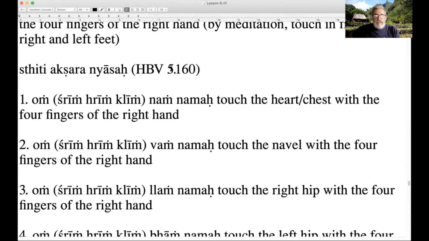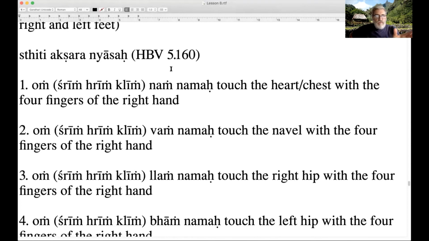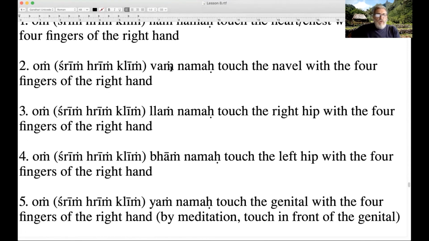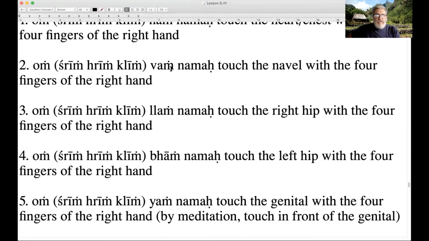So Om Nam Namaha. And of course, you can optionally add these other Bija Mantra, Shrim, Hrim, Klim. So Om Nam Namaha, touch the heart with the 4 fingers, right, of the right hand. Or Om Vam Namaha, touch the navel with the 4 fingers of the right hand. Om Lam Namaha, touch the right hip with the 4 fingers of the right hand.